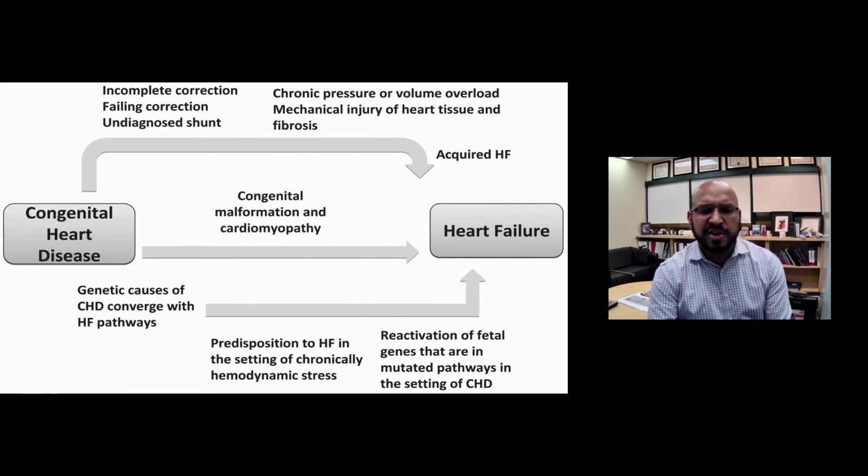You can also have congenital heart disease with congenital malformations that overlap with certain cardiomyopathies. We've seen this with Noonan syndrome and hypertrophic cardiomyopathy with congenital heart disease, as well as conditions like LVNC, which is a form of cardiomyopathy that can overlap with congenital heart disease. There are also genetic causes of congenital heart disease that converge with heart failure pathways, and this can lead to a predisposition to heart failure in the setting of chronically abnormal hemodynamic stress.